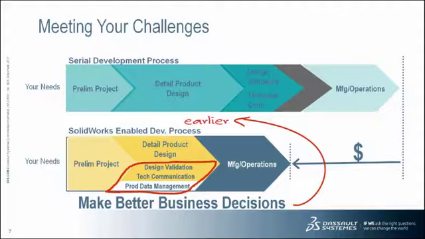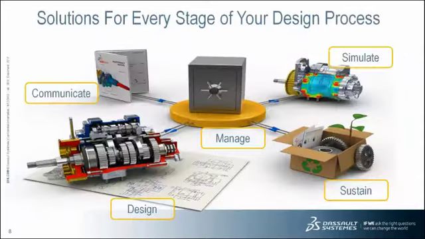So the idea is to reduce costs, to reduce time by making better design decisions earlier in the process. So what kind of tools does SolidWorks have to help you out in this effort? Well, we have our design tools in the lower left-hand corner there. Those are basically your part modeling, your drawing creation, assembly creation, your traditional design tools, both 2D and 3D.